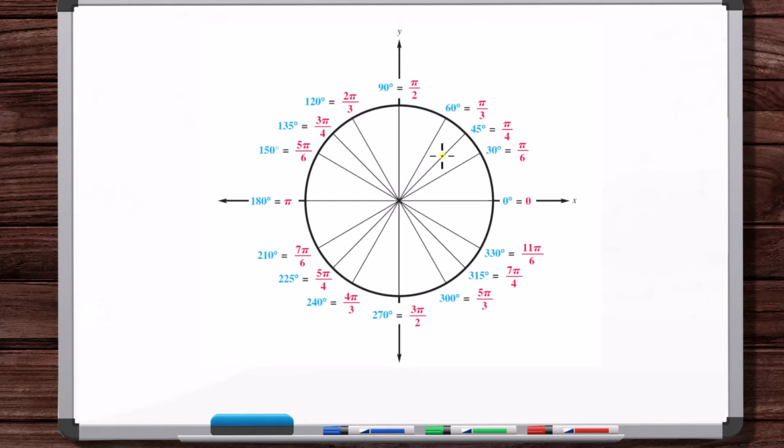Here with tangent, you go positive, negative, then you start again, positive, negative, positive, negative, and so on. With sine, for example, or cosine, it goes positive, positive, negative, negative, positive, positive, negative, negative.